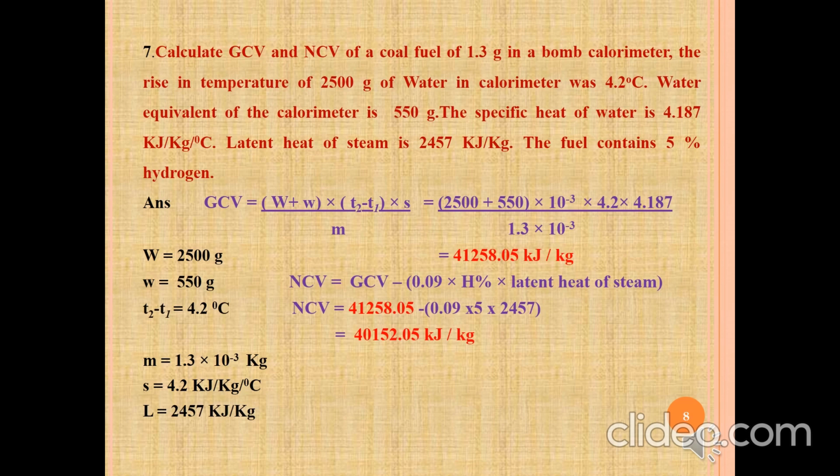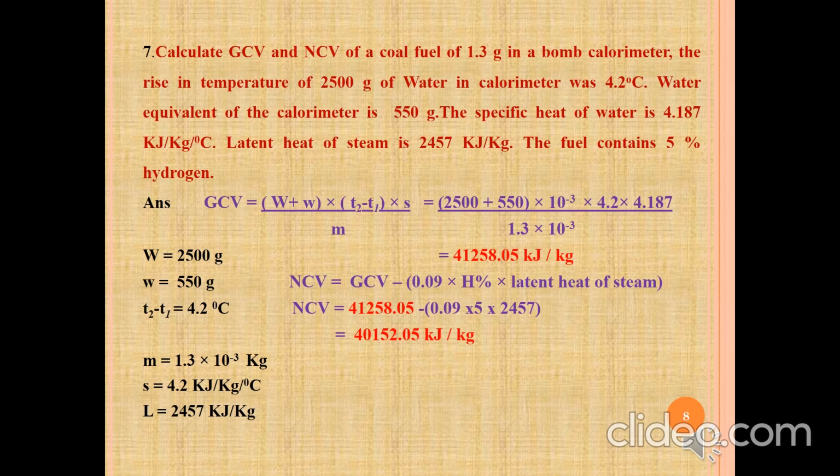Coming to the last kind of problem on GCV and NCV. Calculate GCV and NCV of a coal fuel of 1.3 gram in a bomb calorimeter. The rise in temperature of 2500 gram of water in calorimeter was 4.2 degrees Celsius. Water equivalent of calorimeter is 550 gram. The specific heat of water is 4.187 kilojoules per kg per degree Celsius. Latent heat of steam is 2457 kilojoules per kg. If the fuel contains 5% hydrogen, then calculate GCV and NCV.